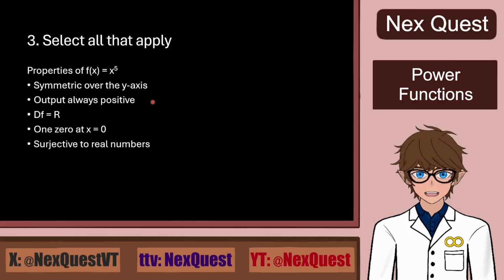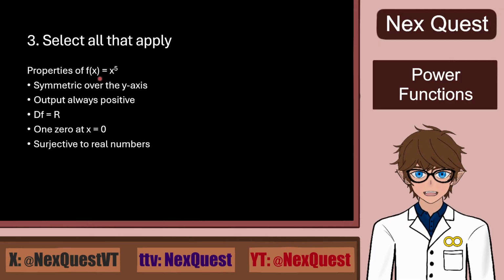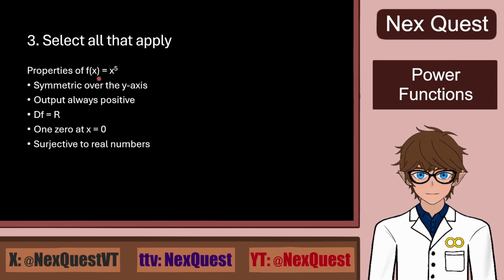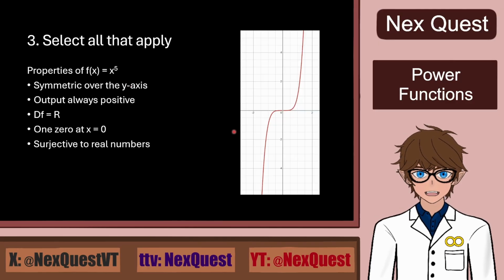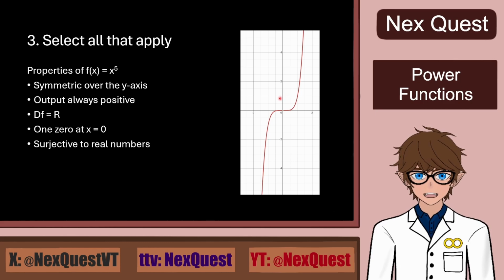For question number 3, we had to select or circle all that are the properties of x to the power of 5. That might not have been correct English, but who cares? We're doing math, not English. So I'll go one by one and explain why each is or isn't correct. The sketch isn't necessary, but I will give the graph here as it can help us better.